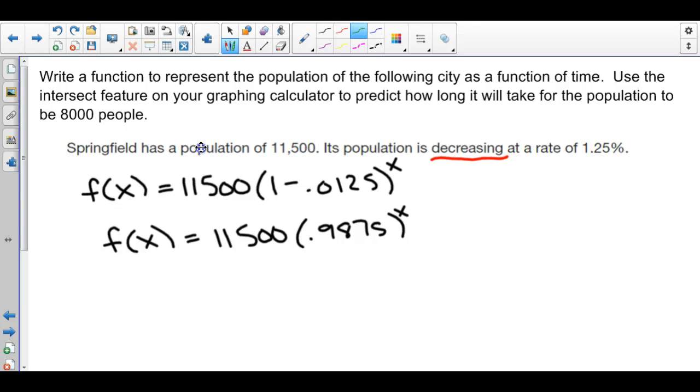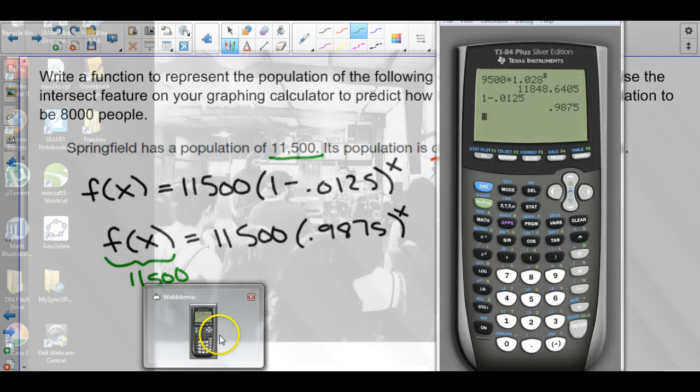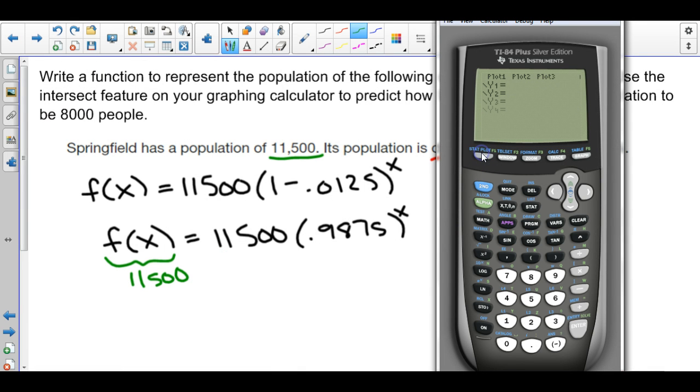So what we're going to do now is substitute a value of 8,000 in for f of x. What that really means we would have to do if we were going to solve this using algebra is somehow get x by itself, which you're not going to learn how to do for a while. So what we're going to do instead is use the graphing calculator. And in the graphing calculator, I'm going to go to y equals, and I'm going to put in first the function up top, the 11,500 times 0.9875 raised to the x power.